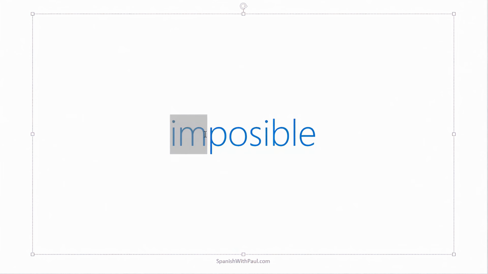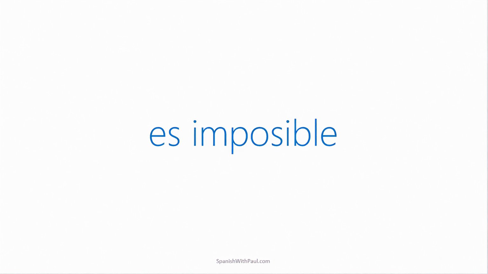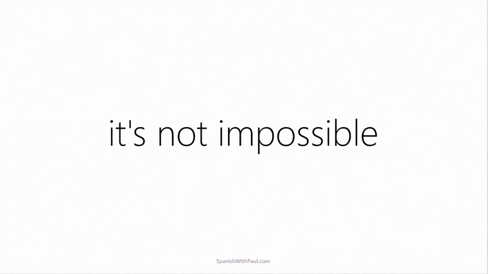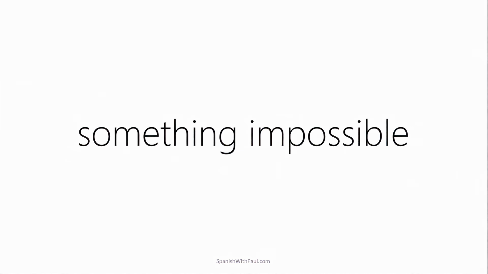To say impossible in Spanish would be imposible. Let's look at the syllables again. We have im, po, si, ble. Imposible. How would you say it's impossible? Es imposible. It's not impossible. No es imposible. Do you remember the word for something? Algo. How would you say something impossible?